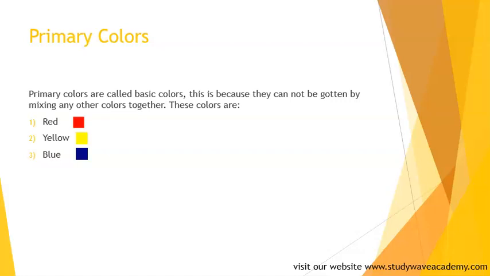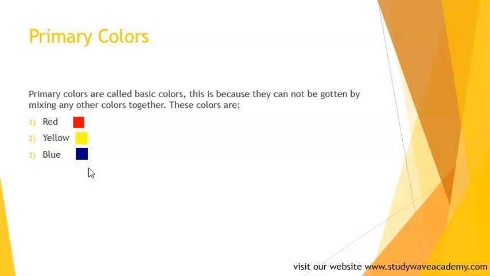The primary colors are red, yellow, and blue. This is called color red, this is called color yellow, and this is called color blue.